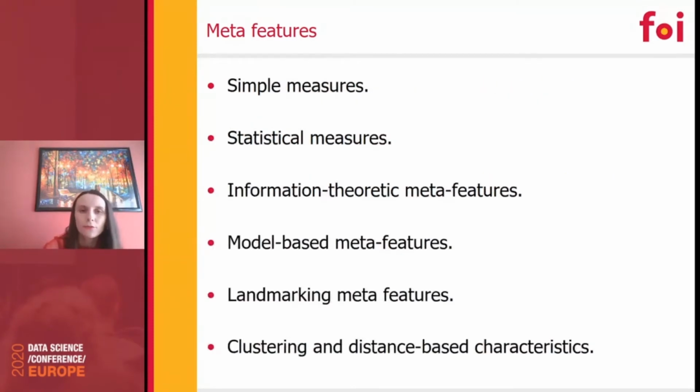Here, we are using this approach, which consists of 6 groups of features, which are called simple measures, statistical measures, information theoretic meta features, model-based meta features, landmarking meta features, and clustering and distance-based characteristics. Let me just briefly explain each group of meta features.